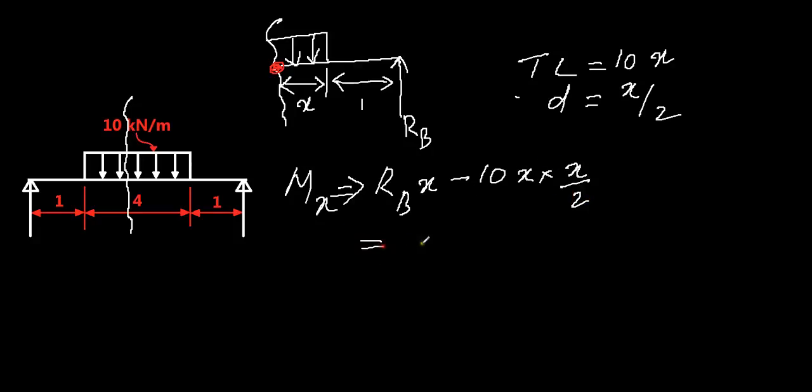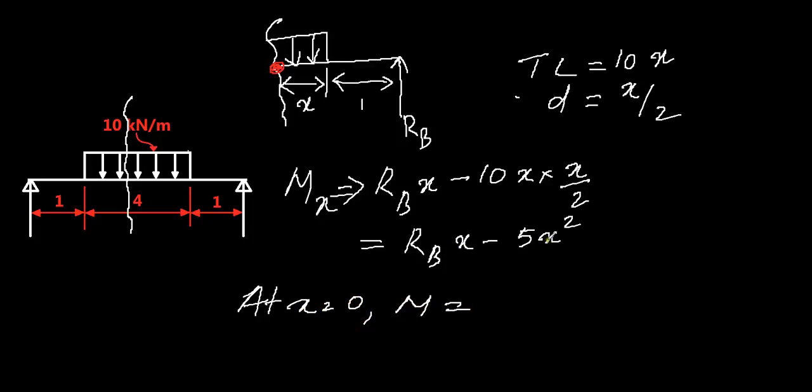So your moment equation is Rbx minus 5x squared. Now the value of x varies from 0 here to 4 here. So at x equal to 0, moment is Rb times x, and this is Rb times x plus 1. You know, Rb is acting at 1 plus x from this point. So you have x plus 1.